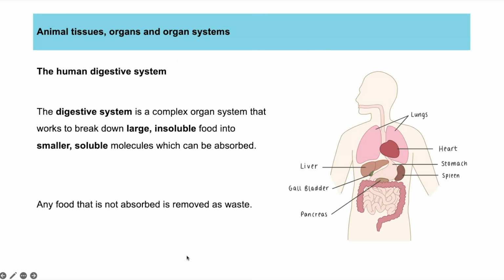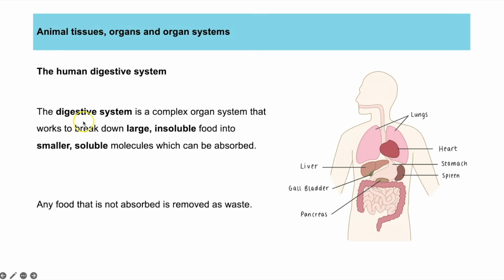So then if we move on to some examples of each of these structures, you need to know about tissues in animals, organs in animals, and organ systems in animals. And the first organ system is the human digestive system. Now, it does say in the spec that you need to know the digestive system in the level of detail from Key Stage 3, but I'm guessing you might not remember that, so I'm going to go through that information so you know exactly what you need to know for your GCSE exam.